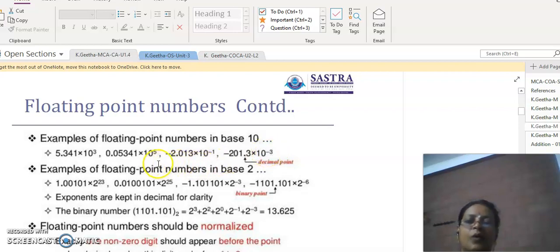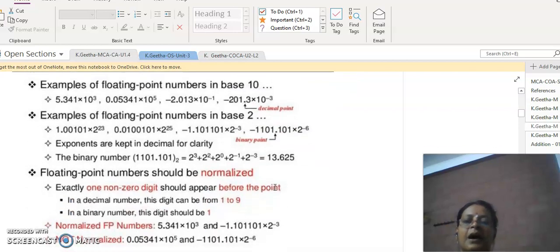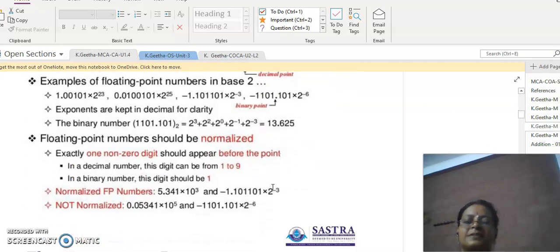Now how are floating point numbers going to be represented in base 2 notation? These are some examples of floating point numbers represented in base 2. Instead of a decimal point, here we call this point a binary point because it is a binary number system. An important concept with respect to floating point numbers is that, as far as computer arithmetic is concerned, it expects floating point numbers to be in the normalized form.